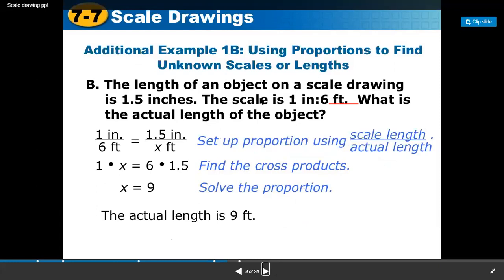Here, the length of an object on a scale drawing is 1.5 inches. The scale is 1 inch to 6 feet. What is the actual length of this object? Where do we have to start? We will start with the scale first. The key for the question is the scale. 1 inch represents 6 feet, so we will write it like this: 1 inch, 6 feet. And then in this question, he gave us the map or the actual.